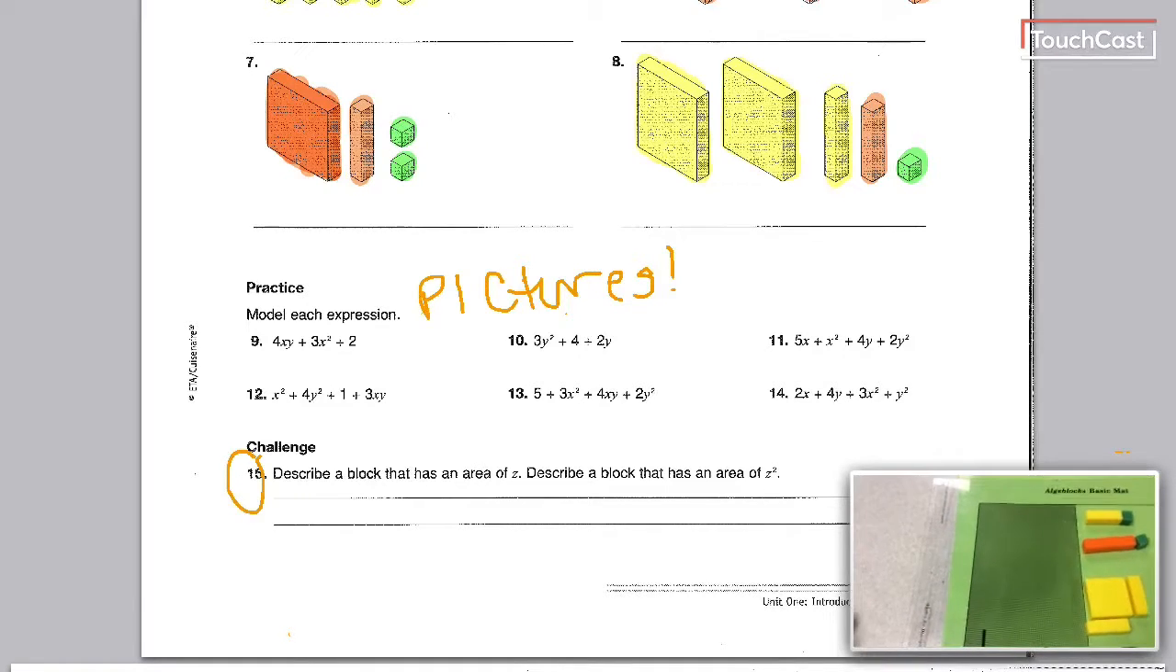This is the end of your learning about Algeblocks experience. Please make sure to show all your pictures to your teachers when you've finished.